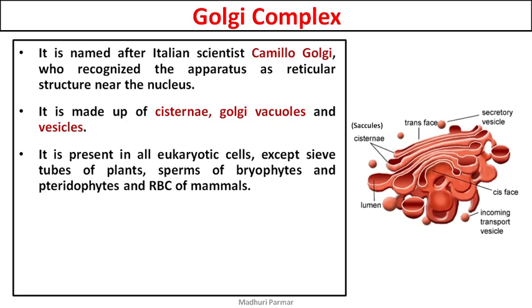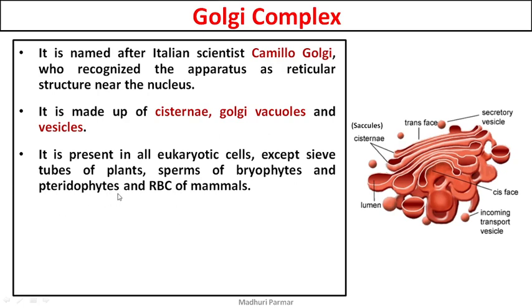Then sperms of bryophyte and pteridophyte. I'll give you examples of bryophytes so you will be able to recall. Moss, club moss, then liverwort, hornwort, all of these are examples of bryophytes. Their male gametes, which you can call sperms, will not have Golgi complex.